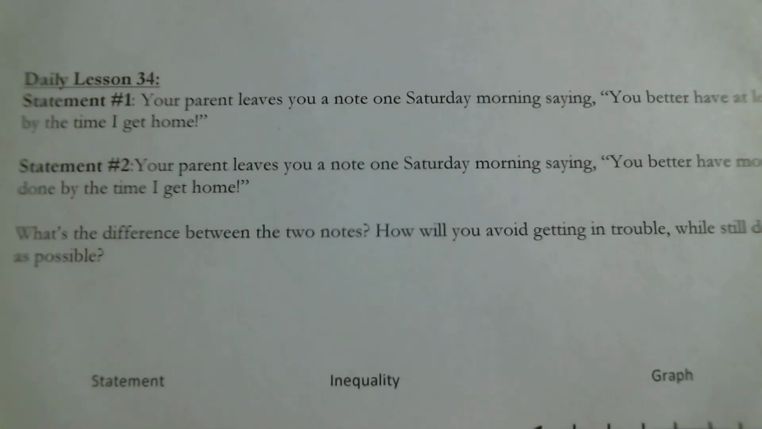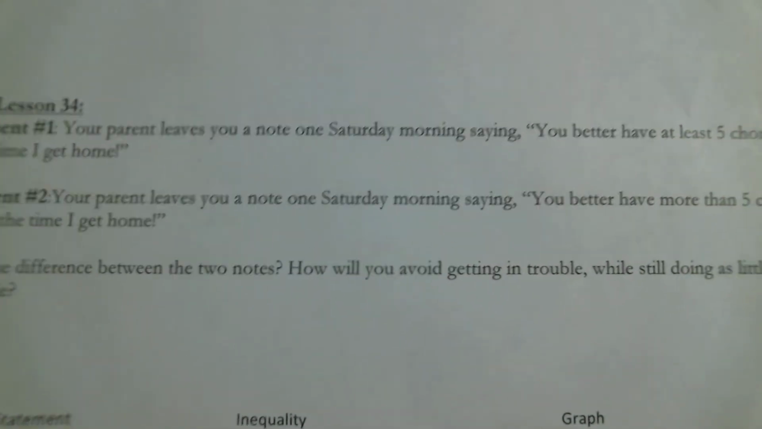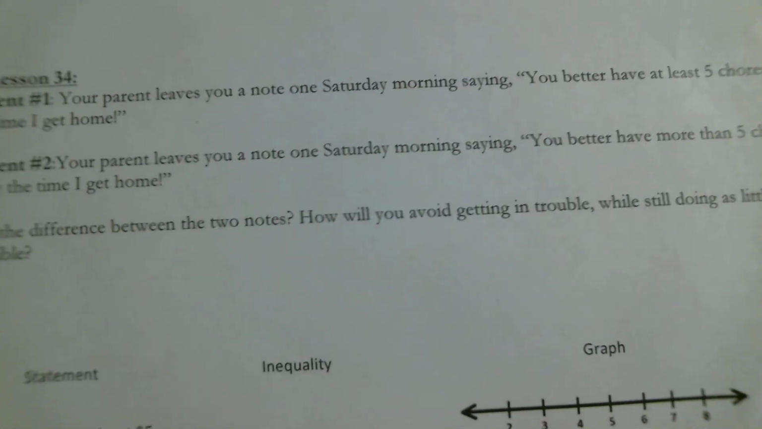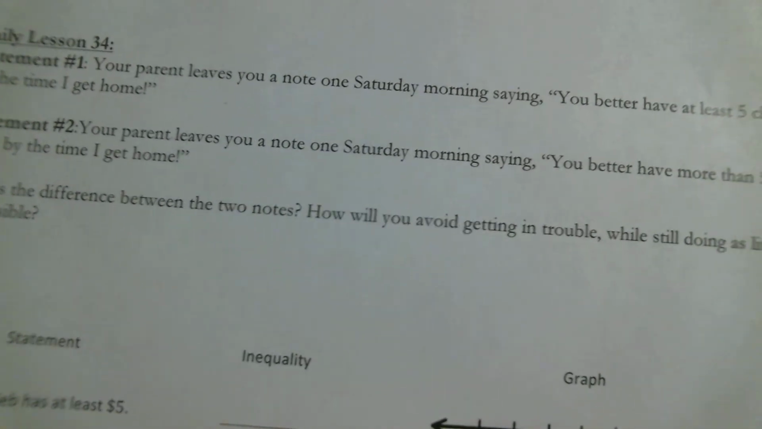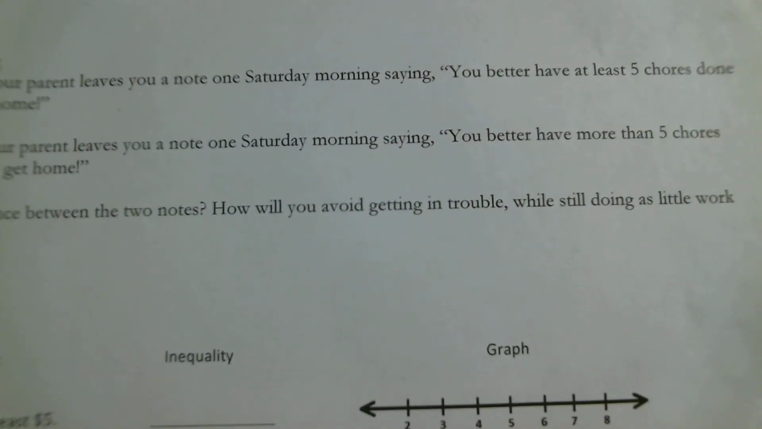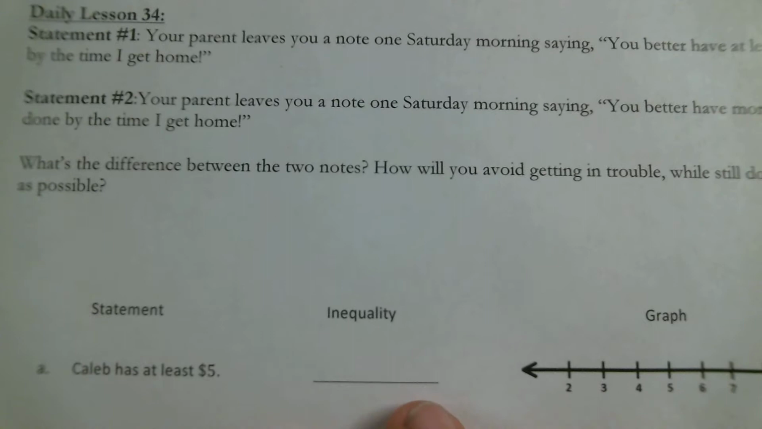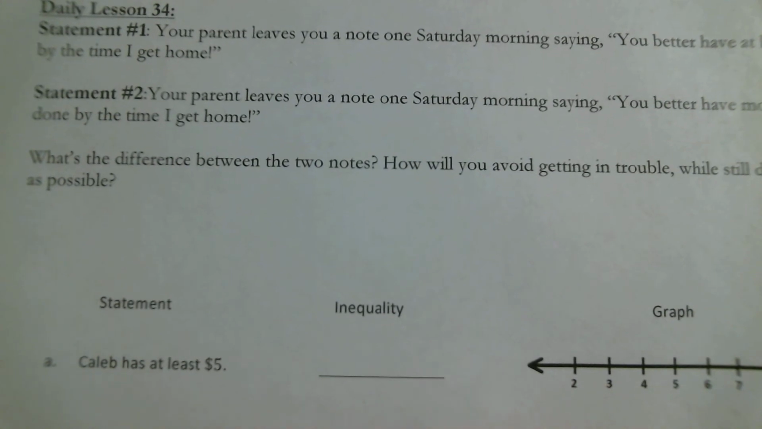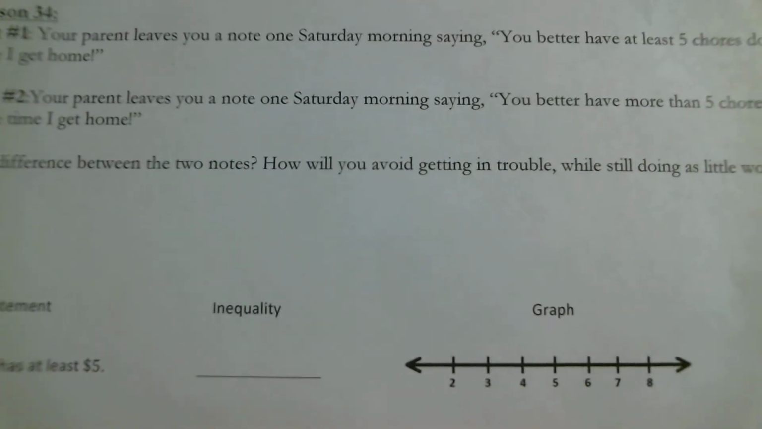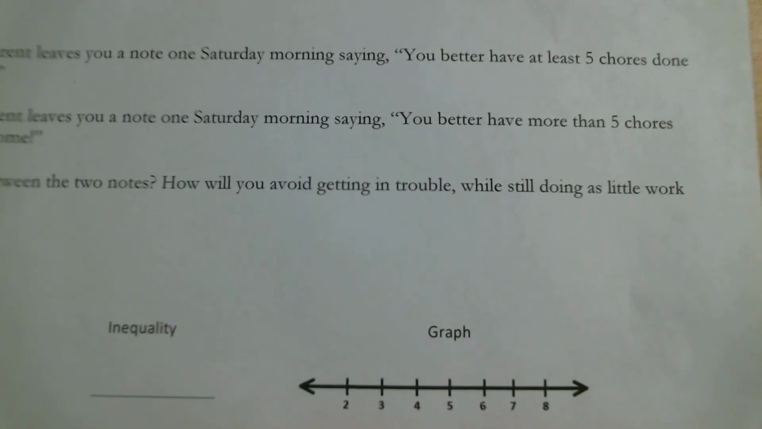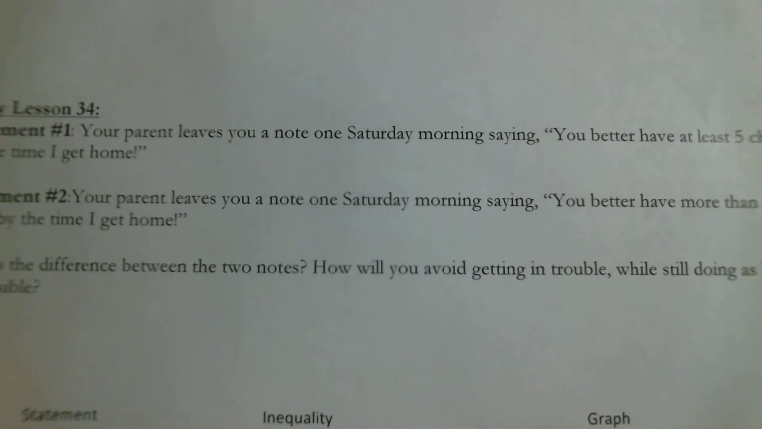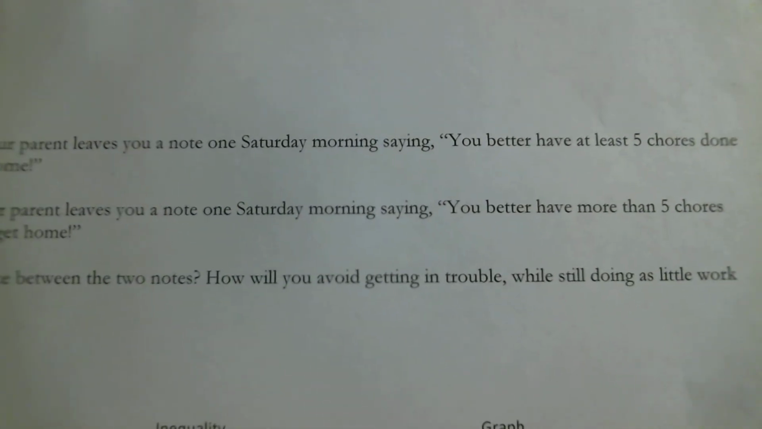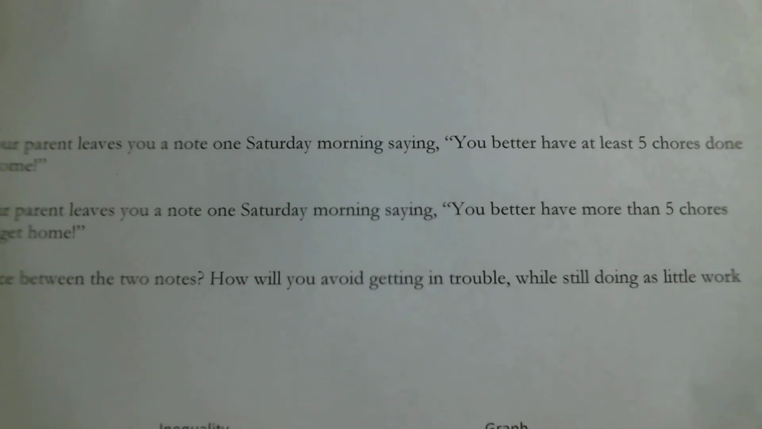So your parents leave you a note on Saturday morning. It says you better have at least 5 chores done by the time I get home. And then there's this other statement that says they leave you a note saying you better have more than 5 chores done when I get home. What I want you to think is, what's the difference between the two notes, and how would you avoid getting in trouble while still doing as little work as possible? I guess what I'm trying to say is, which one of these would you rather have left for you on a Saturday morning? You better have at least 5 chores done, or you better have more than 5 chores done?